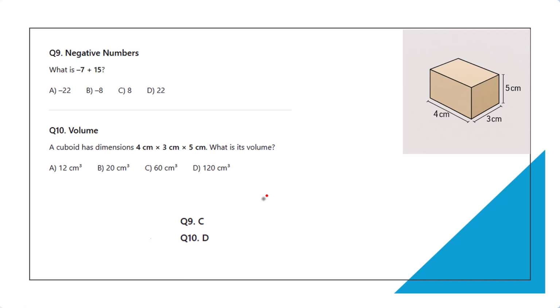So the answer should be C for question 9 and then C for question 10 as well, because you multiply them. 4 times 3 is 12, times 5 is 60, not 120. There's a mistake on that one. Okay, so that's it now.